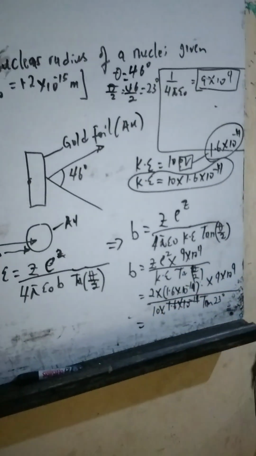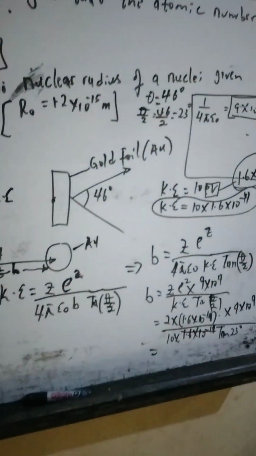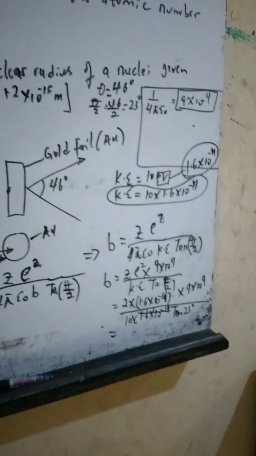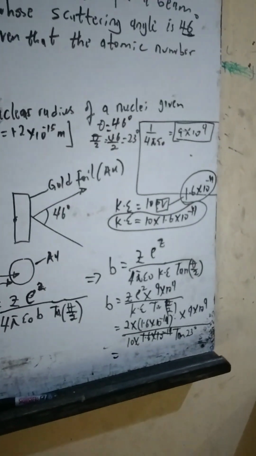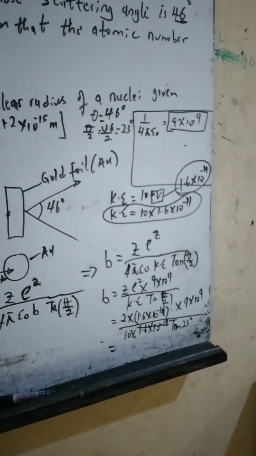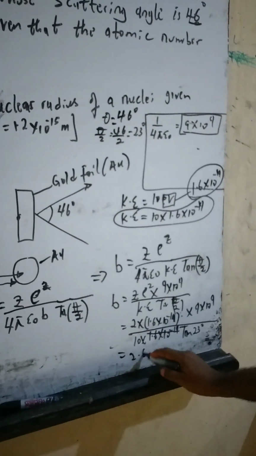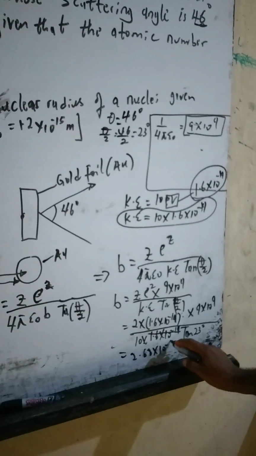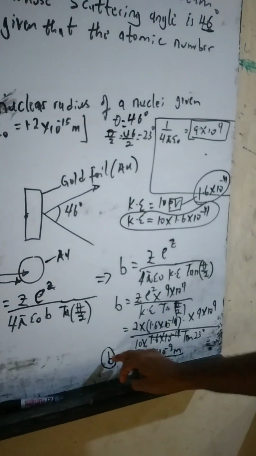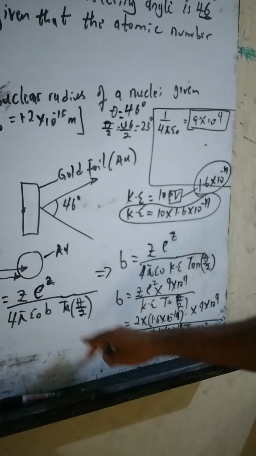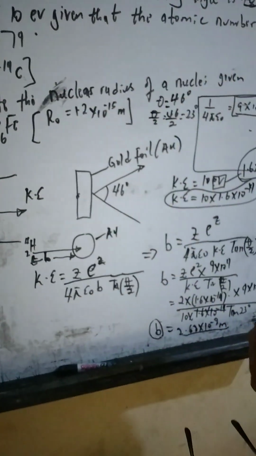So using our calculator, we are going to have something that is given as 2.68 times 10 raised to power minus 8 meters. So that means the impact parameter, the closest distance of this stream of alpha particles to the gold foil, is B, which is this impact parameter.